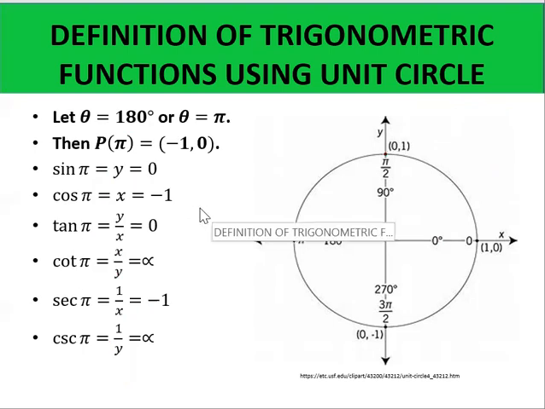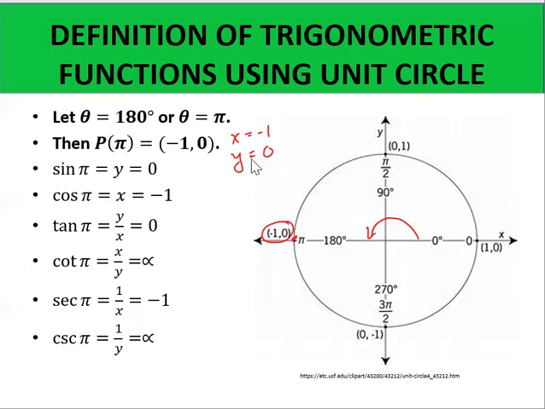Next is, if our angle theta is 180 degrees, or theta is equal to pi, then our terminal point will be (-1, 0). So that means x is equal to negative 1 and y is equal to 0. So again, using the formulas of the 6 trigonometric functions, using the unit circle and the terminal point of pi, we have the following values.